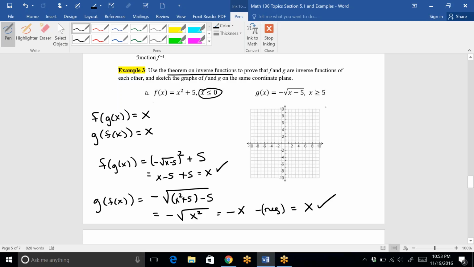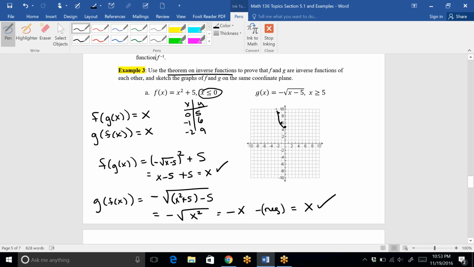So if we plot them, you can just do a table of values for each. This says our x's need to be less than or equal to 0, so 0, negative 1, negative 2. If we plug in 0, that would be positive 5. Negative 1 squared is 1, plus 5 would be 6. Negative 2 squared is 4, plus 5 would be 9. And that's all I have to do, really, because if I plot one, I know that they're already inverses. The other one's just the ordered pairs flipped. So negative 1, 6, and negative 2, 9.